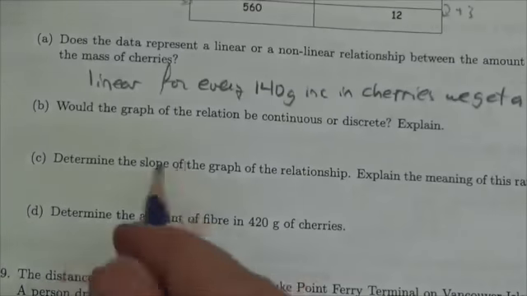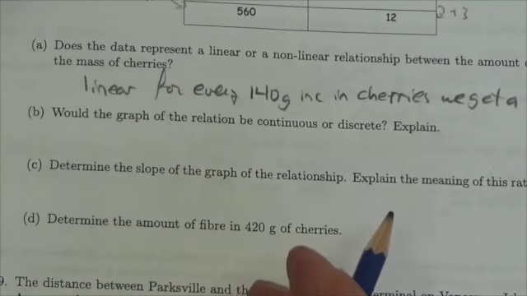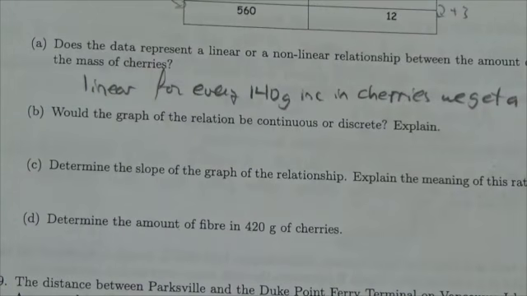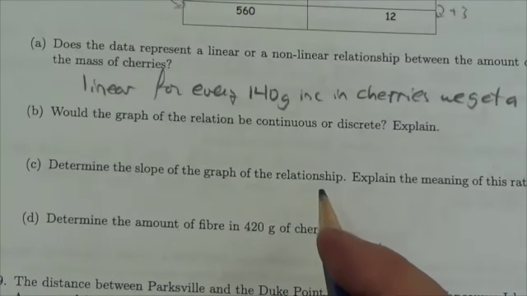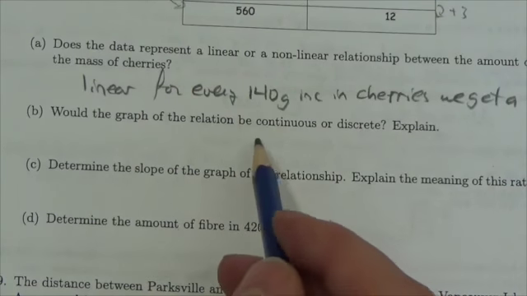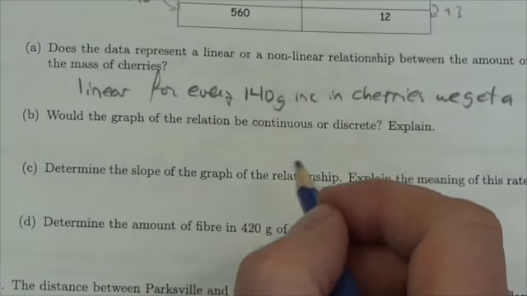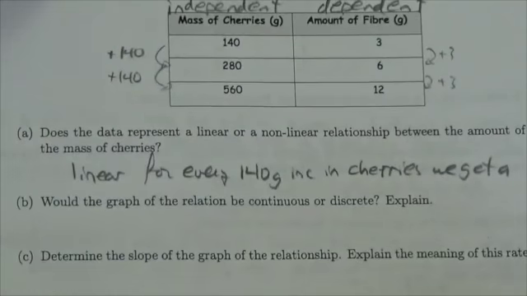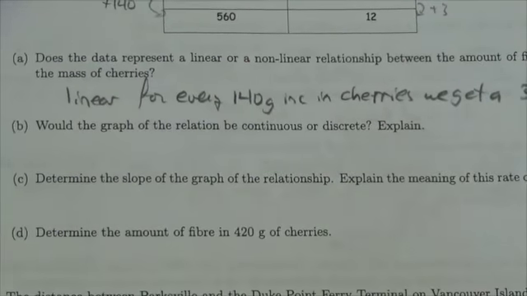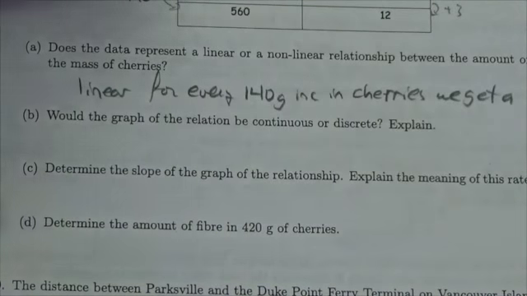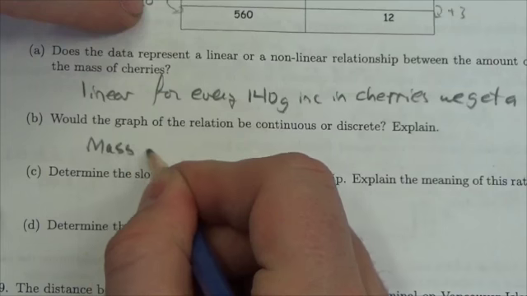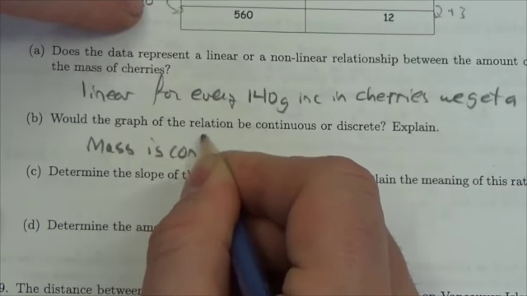Now, would the graph of this relation be continuous or discrete? Well, now this is an interesting question. In some of the other examples that we've done, the data's been all discrete, but in this case, I believe this is continuous, because we can subdivide the mass of the cherries and we can subdivide the amount of fiber that we get to whatever values we need. Because this is mass. Mass is continuous.